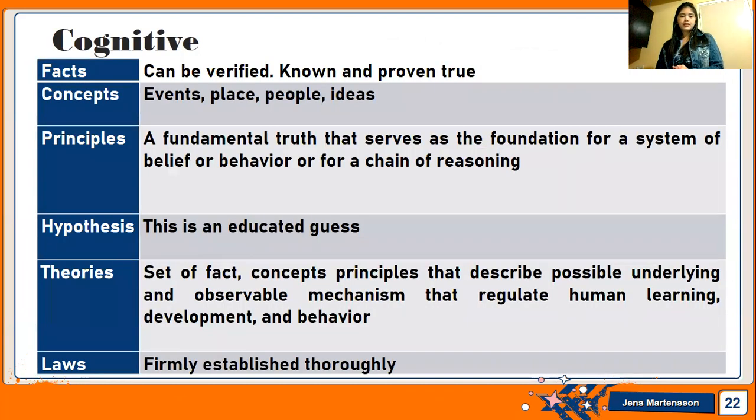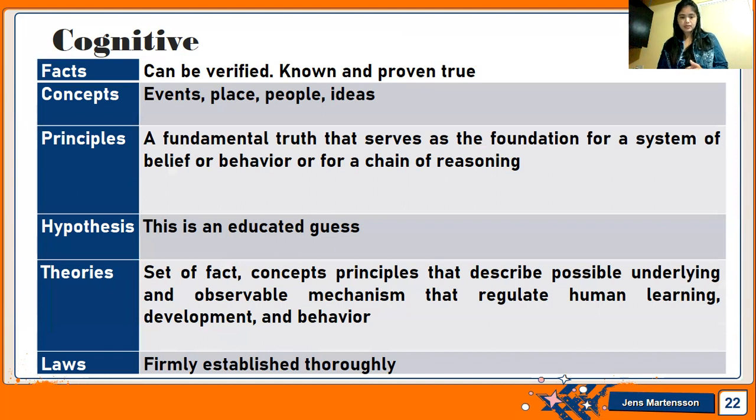Next slide is cognitive. We all know that this refers to the mental action or process of acquiring knowledge and comprehension. Under this cognitive, we have facts, concepts, principles, hypotheses, theories, and laws. Facts can be verified, known, and proven true. Concepts: events, places, people, ideas. Principles: a fundamental truth that serves as the foundation for belief or behavior or for a chain of reasoning.